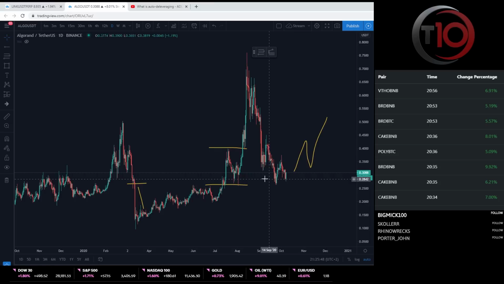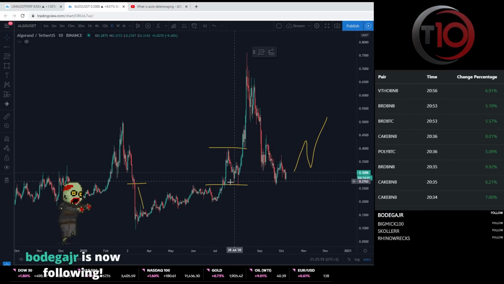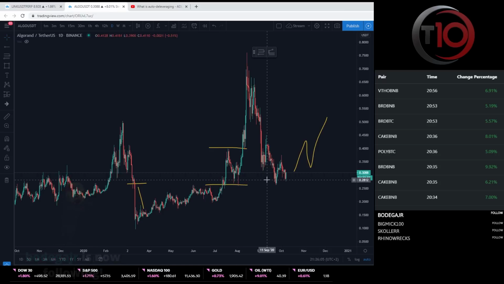Yeah, I did ladder in from this zone and all the way down to the start of the move here. But my average entry was a little bit high, so I think they just tagged me here. Yeah, I had 28 pretty much. So they tagged my stop loss at average entry.